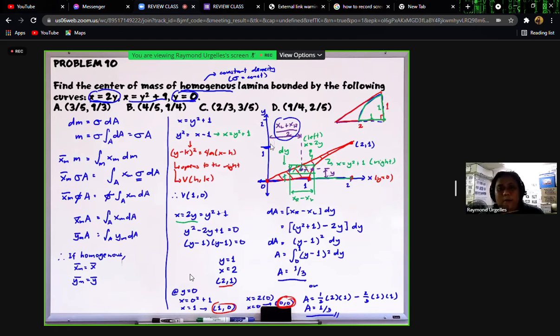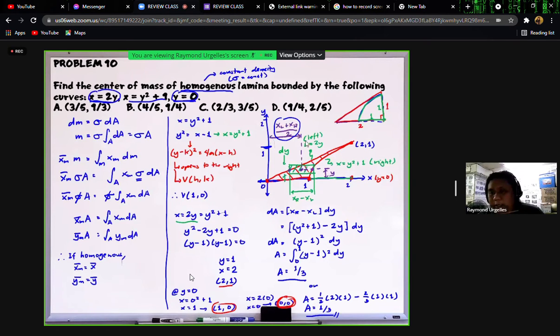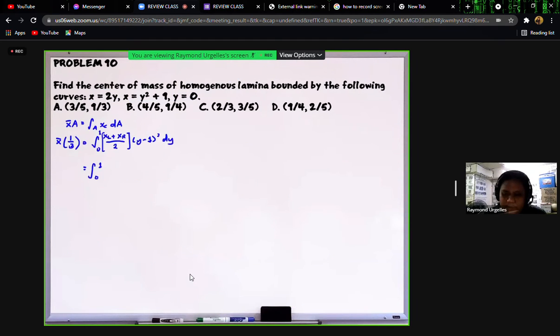Again, our limits of integration: this is dy, so from 0 to 1. What is our x sub L? x sub L is the line, that is 2y. Our x sub R is y squared plus 1. So this will be 2y plus y squared plus 1, divided by 2, times y minus 1 quantity squared dy.